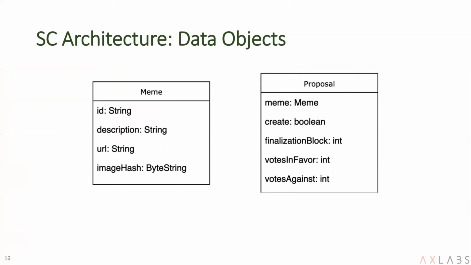Okay. So yeah, you have seen how the app works. Now we're going to go a bit more into the smart contracts that are underlying to this app. The data that's being stored in the smart contract is pretty simple. There's a meme and there's a proposal class. And the meme is made up of the ID, the description, the URL, and the image hash.